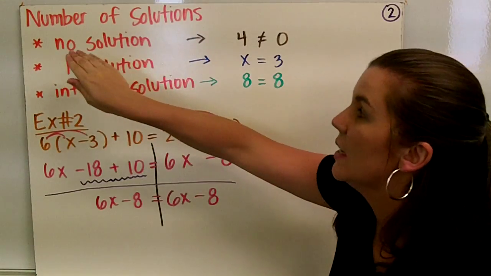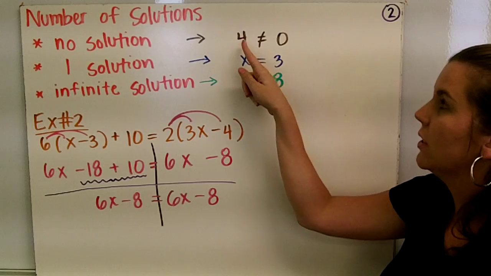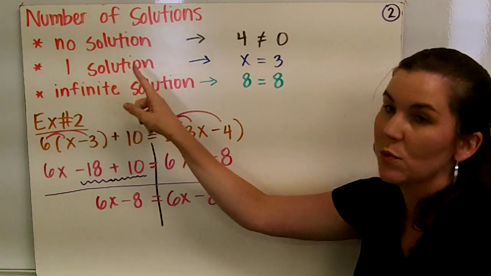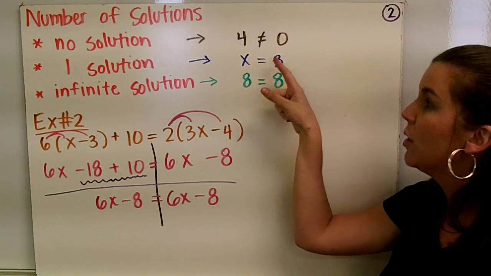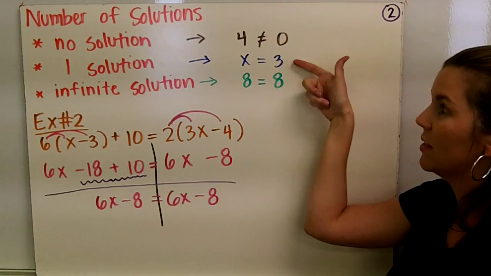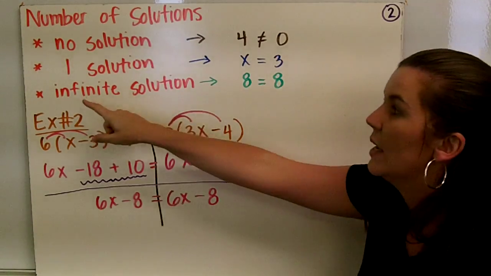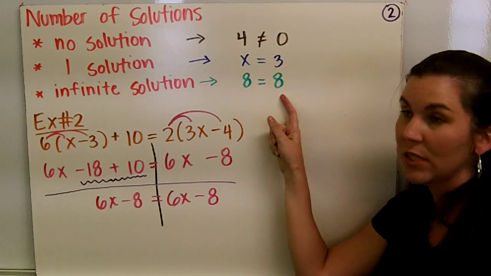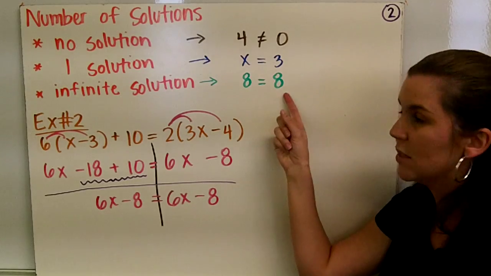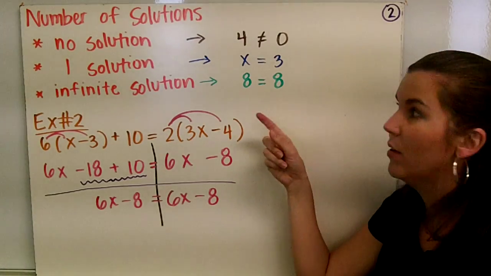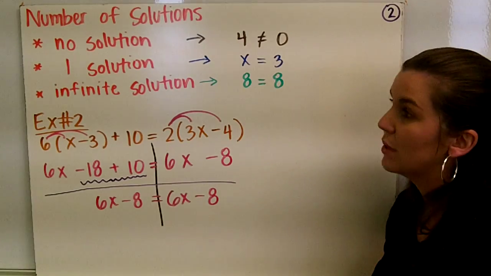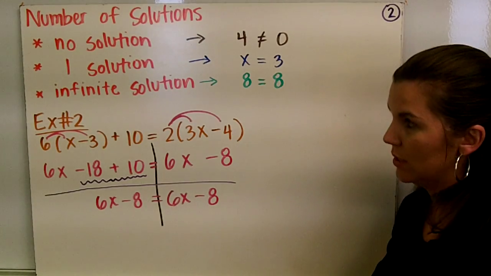Number of solutions. If there's no solution, it may look like a number equal to another number where it's not true. If there's one solution, it will be the variable equal to a number, and it's clear to see that the answer in this one would be 3. An infinite number of solutions. If you have 2 numbers and it actually does make the statement true, it could be x equals x, 8 equals 8, 500 equals 500. As long as the final part is true, then you can say there are infinite number of solutions.